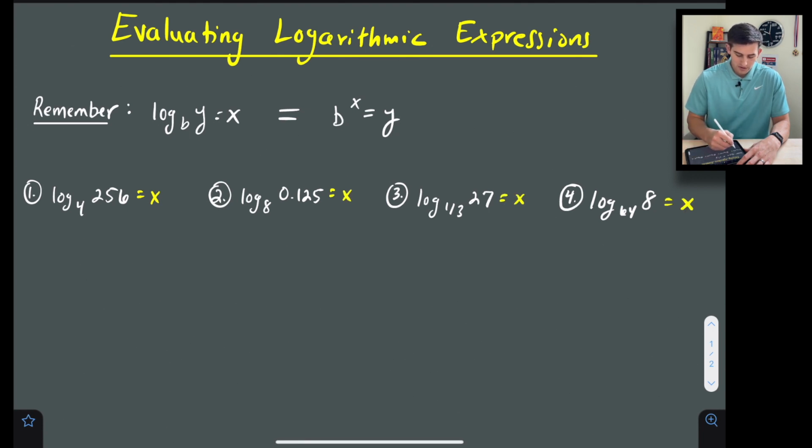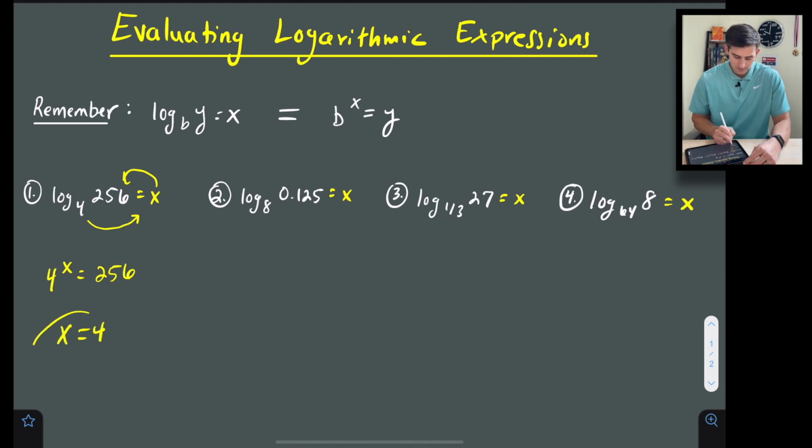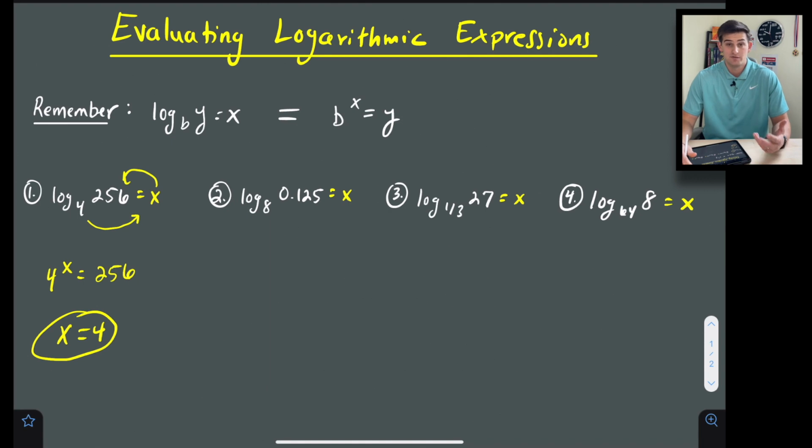Okay, so now we can rewrite this as 4 to the x power is equal to 256. And now we just have to ask ourselves, 4 to what power would be 256? Well, we know 4 to the first is 4, 4 squared is 16, 4 cubed is 64, and what's 64 times 4? 256. So we know this would be 4 to the fourth power. So in this case, x is equal to 4.